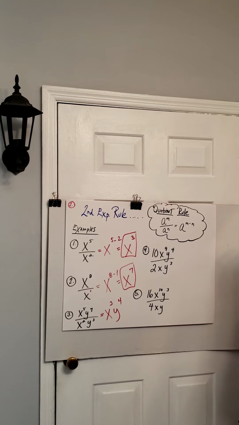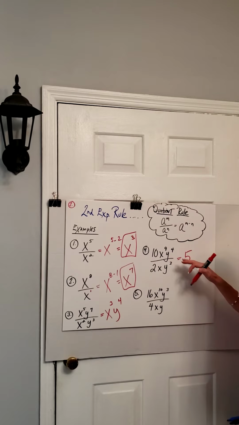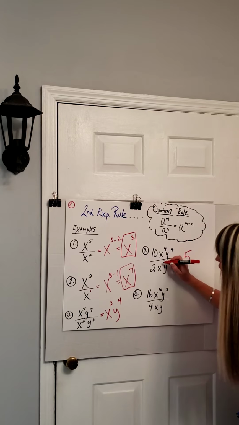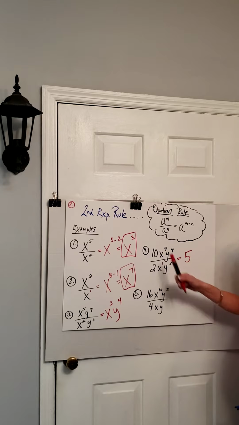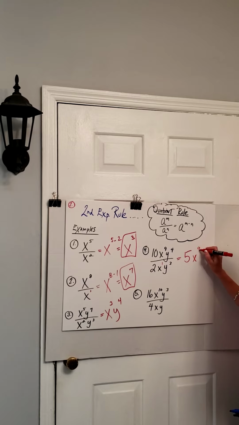All right, so let's look at problem number 4. Again, do not let those coefficients rock your world. 10 divided by 2, 5. Okay, everybody has an exponent? Oh, I said that, but they don't. Let's pop a 1 on here. So we have 9 on top. We have 1 on the bottom. If we were subtracting them, we would get x to the 8th.